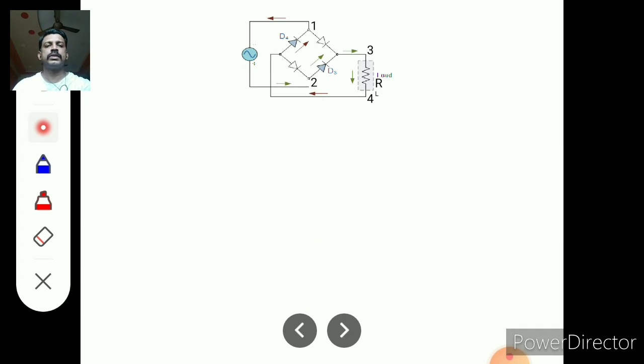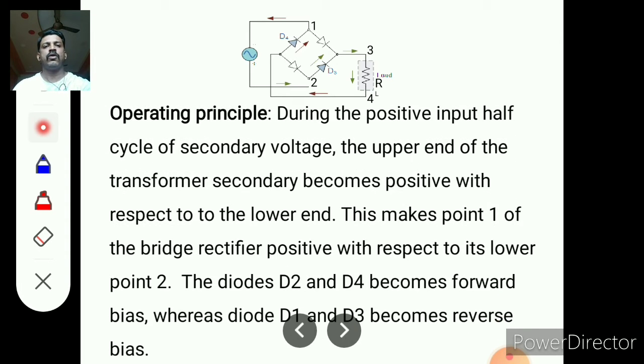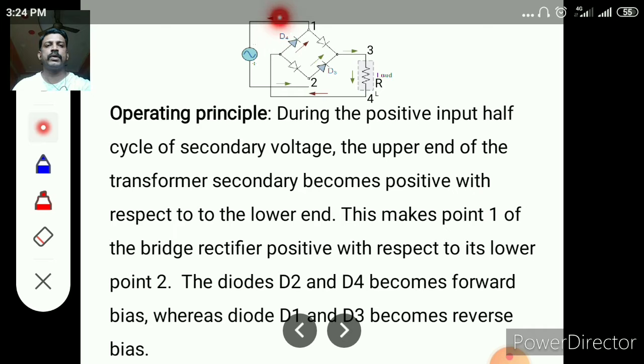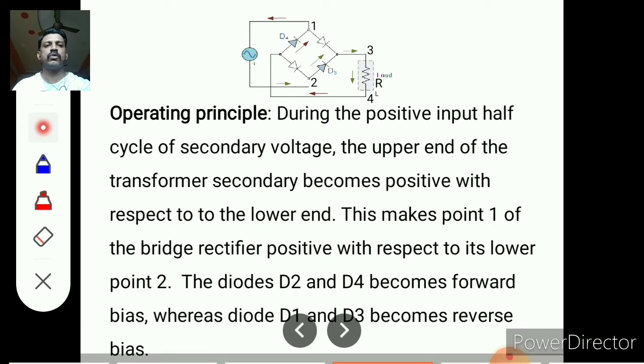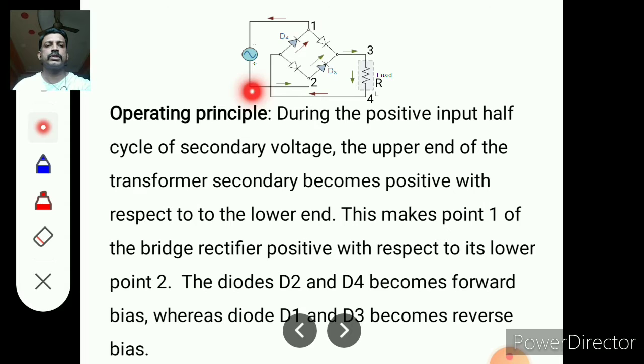Now let us see how the circuit will work. Operating principle. During the positive input half cycle, the upper end of the transformer secondary becomes positive with respect to the lower end. This means the lower end becomes negative, and at the same time the upper end becomes positive.